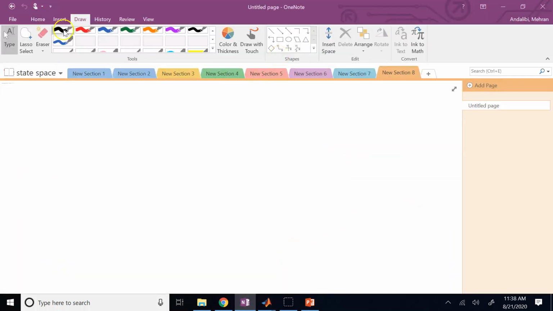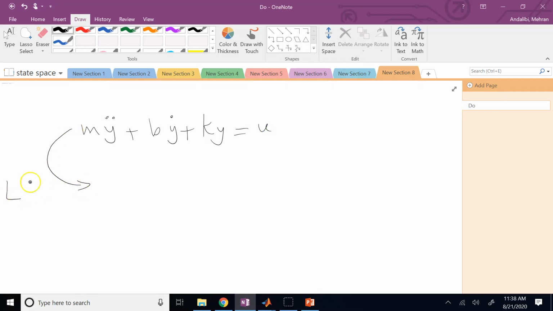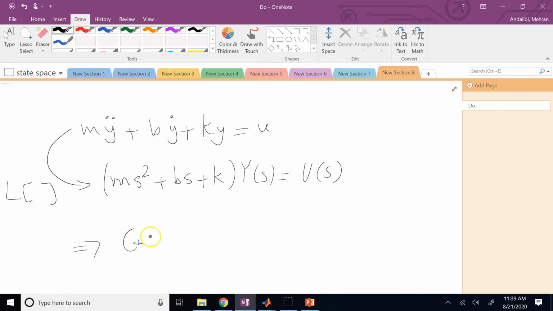So if I wanted to directly get my transfer function, I have my m y double dot, correct, plus b y dot plus k y equals u. If I apply Laplace directly here and I use initial condition of 0, I will get (ms squared plus bs plus k) times Y(s) is equal to U(s). Therefore, my transfer function should be output over input. It is going to be the second order system.